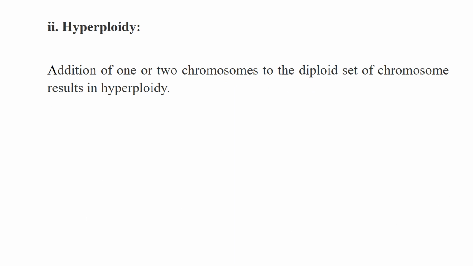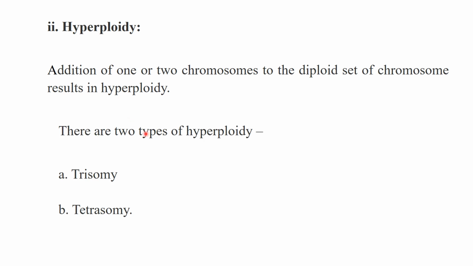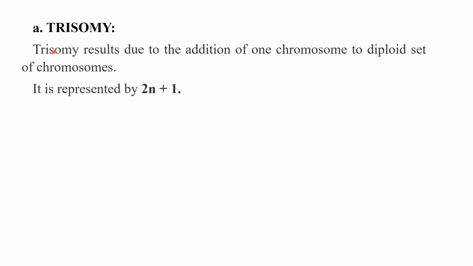Hyperploidy. Hyper means more, greater. Addition of one or two chromosomes to the diploid set of chromosomes results in hyperploidy. जब एक दो chromosome ऐड करेंगे diploid set में, that condition is called hyperploidy. There are two types of hyperploidy: trisomy and tetrasomy. Trisomy results due to the addition of one chromosome to the diploid set of chromosomes. जब हम एक chromosome ऐड करेंगे diploid set में, this condition is called trisomy. Genetic formula is 2n plus 1.